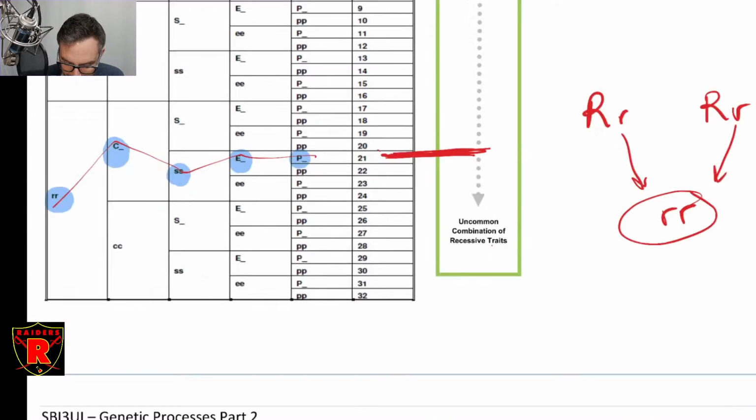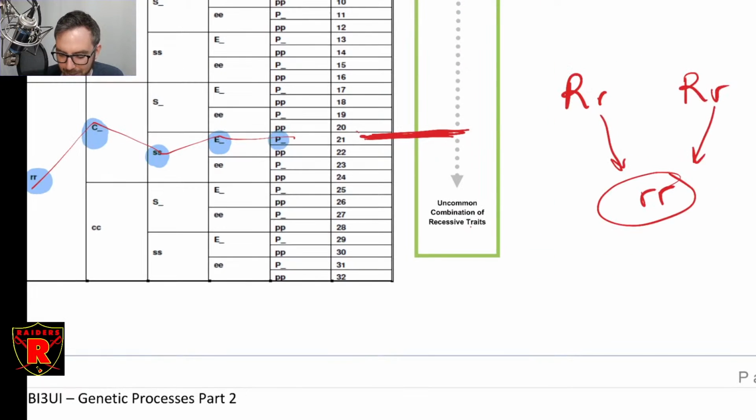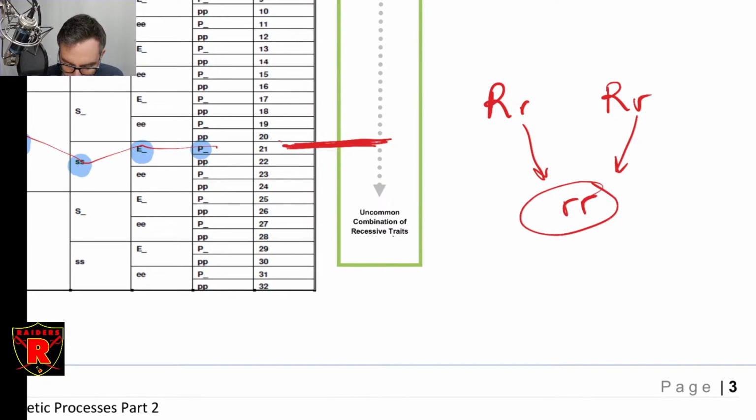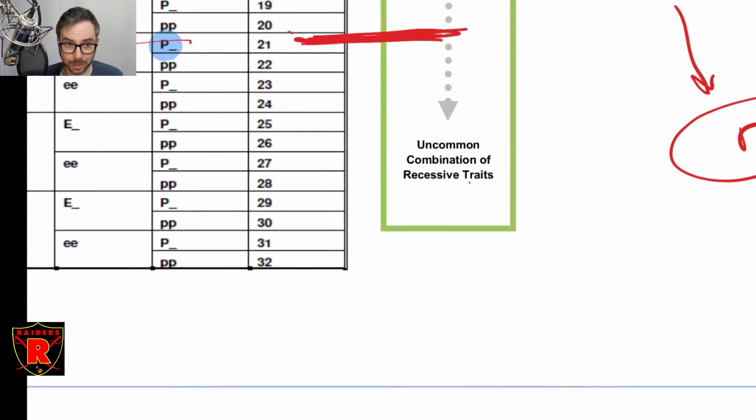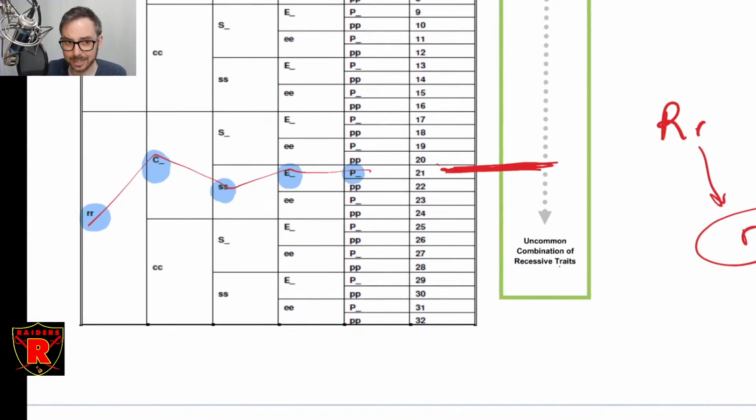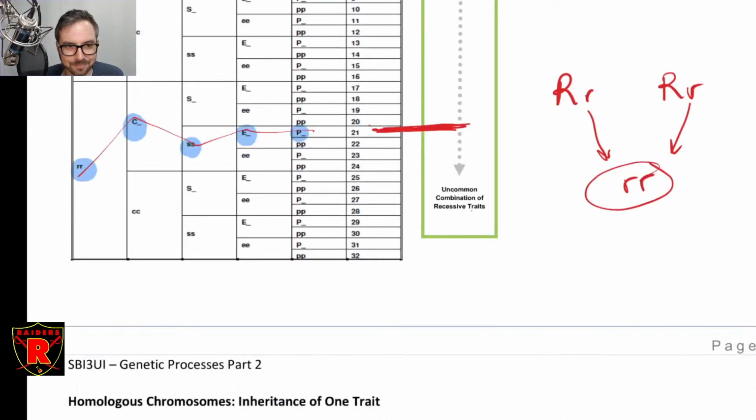And yes, each parent has the recessive allele somewhere in their genotype for every single trait. Now, not all the traits, because remember that to do this table, it's not every single trait that we just analyzed. It's only 1, 2, 3, 4, 5 of the traits. We did significantly more than 5, but of these 5, yes.